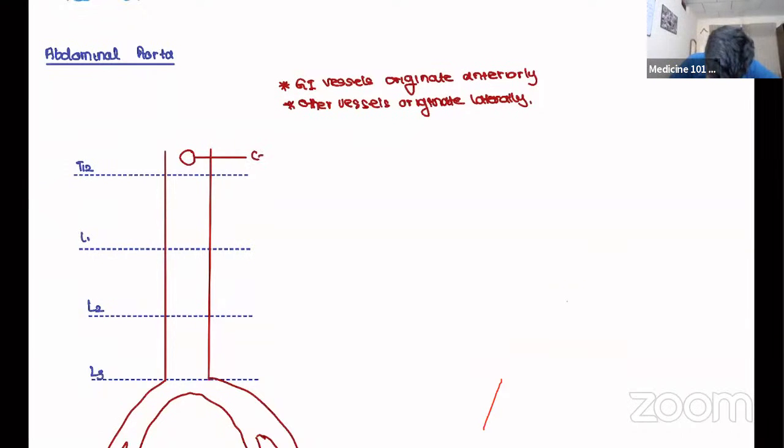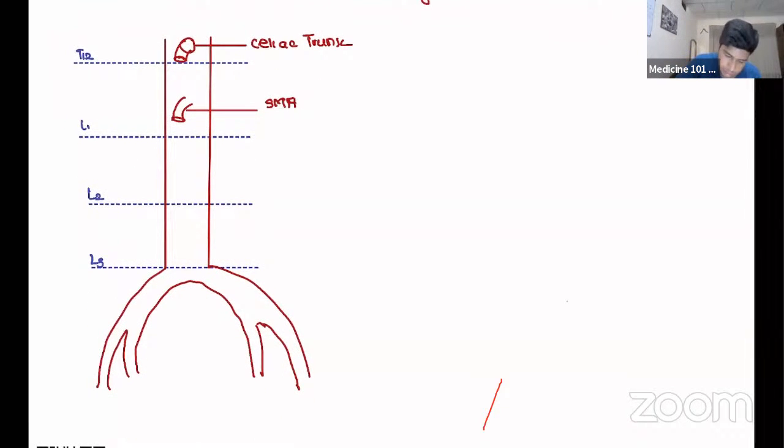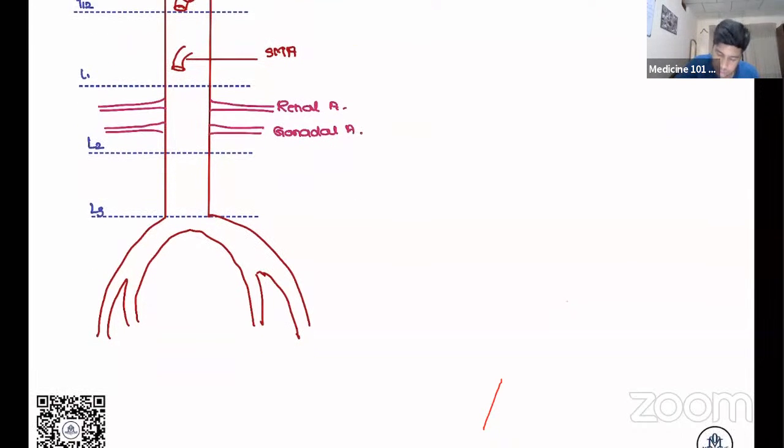This is the celiac trunk. It comes anteriorly. Next, we have the superior mesenteric artery. And I'm going to use another color for the renal arteries and the gonadal arteries coming like this. When it comes to this point, between L2 and L3, make sure you leave some space in this region. Draw the artery somewhere above. This is the IMA, inferior mesenteric artery.